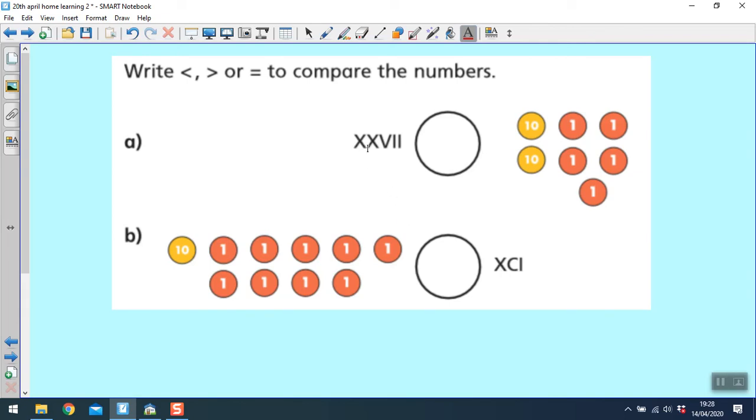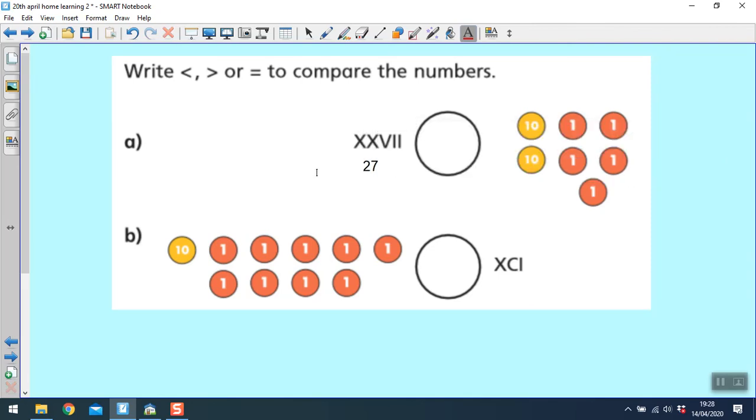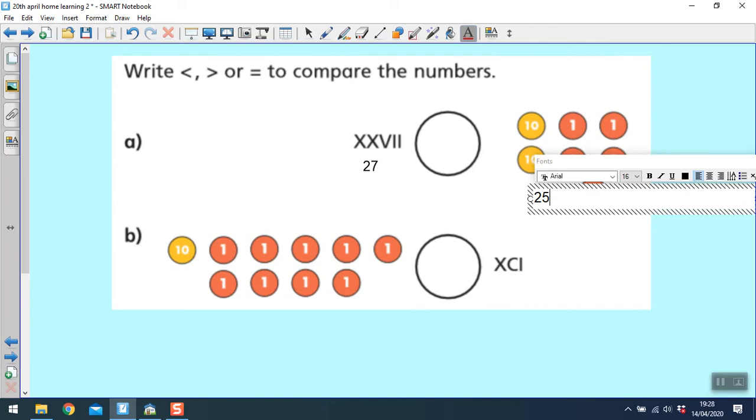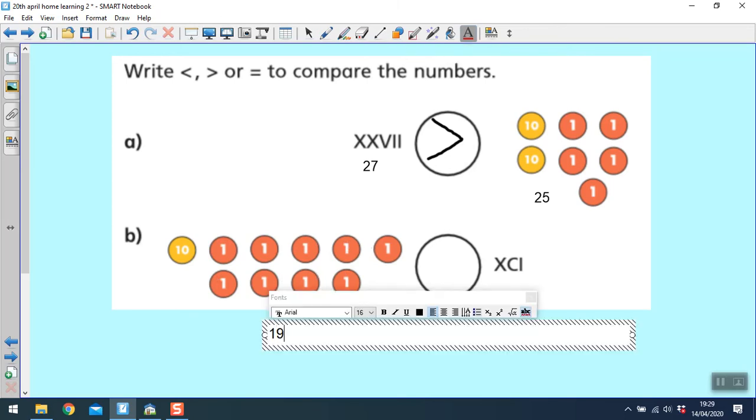Okay, so I know that XX is 20 and VII is 7, so that's 27. Here I've got 20, 1, 2, 3, 4, 5, 25. So 27 is bigger, the crocodile eats the bigger number. And down here I've got 10, 11, 12, 13, 14, 15, 16, 17, 18, 19.